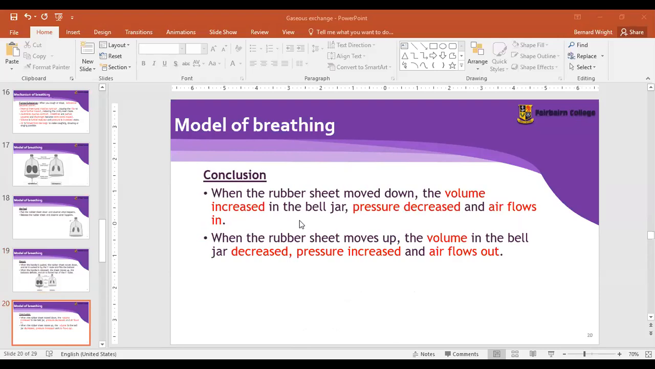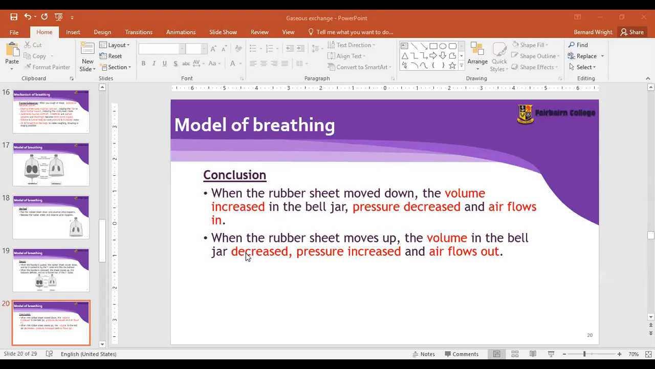So what conclusion can we draw from this? Well, when the rubber sheet moved down, the volume increased in the bell jar and the pressure decreased. Again, please make sure that you understand this concept and the relationship between volume and pressure. The volume increased because the size inside increases. So that means the volume increases, and when that happens, the pressure decreases and air flows in. When the rubber sheet moves up, the volume in the bell jar decreased and the pressure increased, which caused air to flow out.